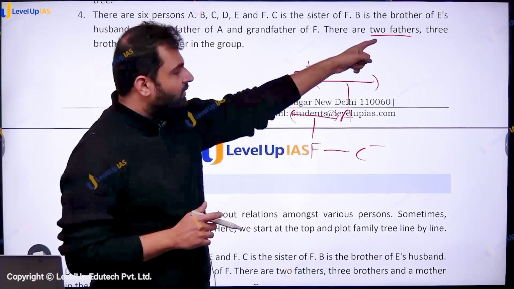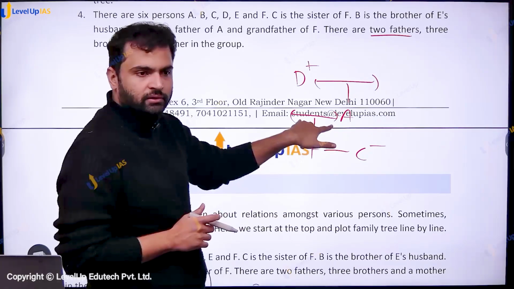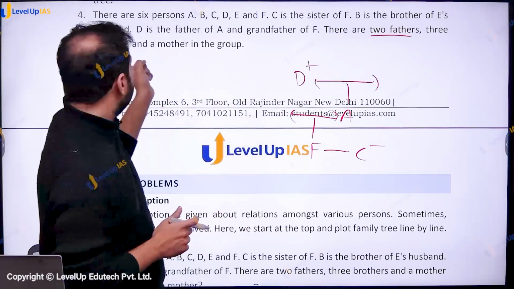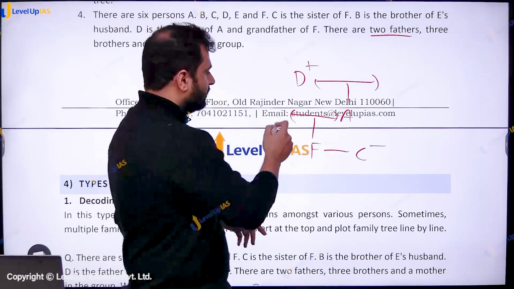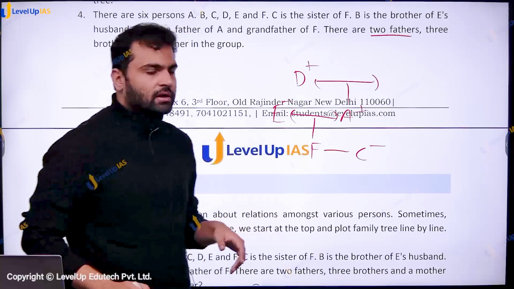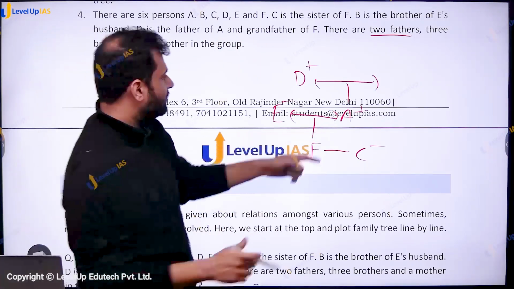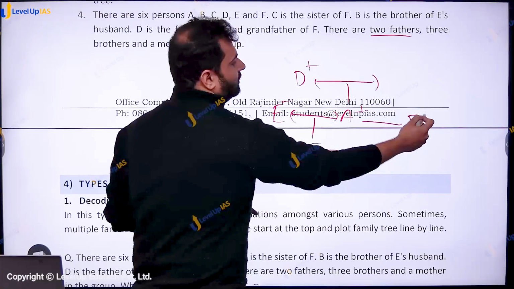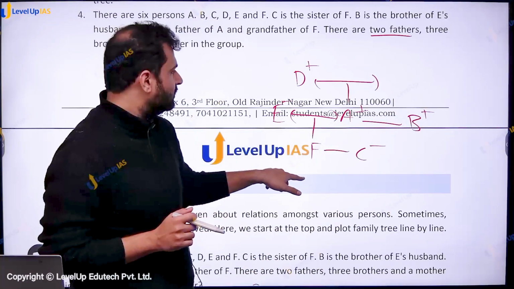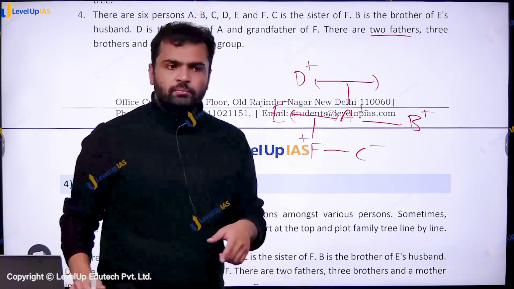So there are 2 fathers, no? So there is one father gone. One father has to be here, and that father has to be husband. So B is brother of E's husband. E's husband has to be then A. E is mother, A is husband, and B is the brother of E's husband. So B is the brother. So there are 1, 2, and 3 brothers. 3 brothers, no? So this has to be brother then.